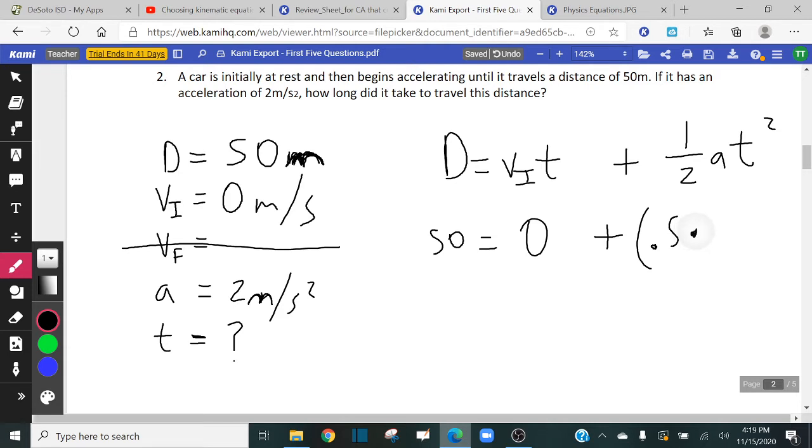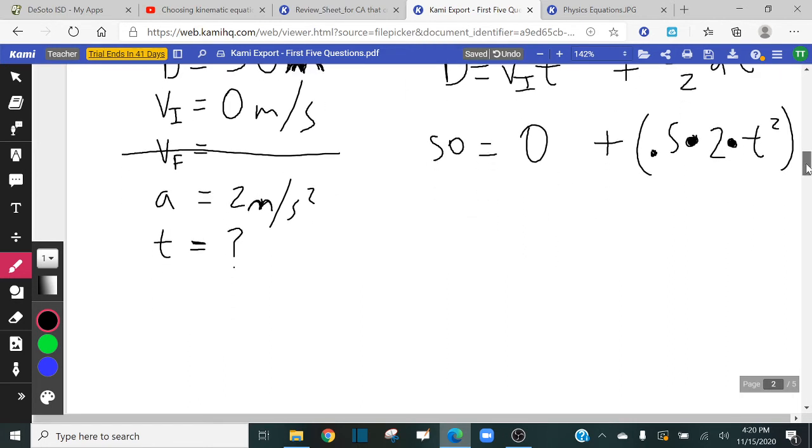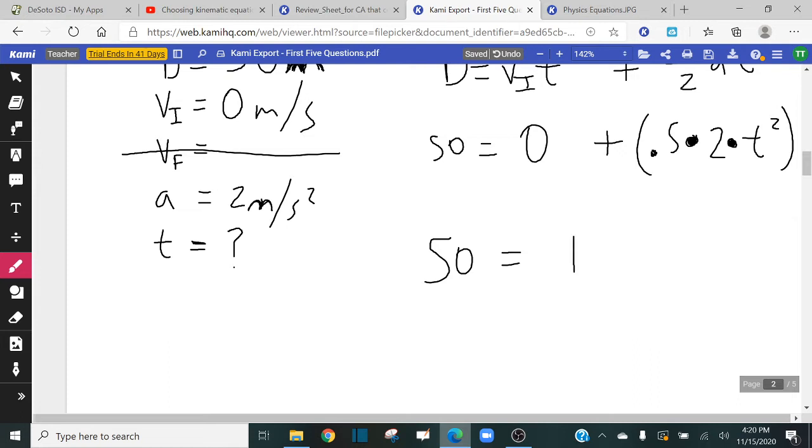0.5 times 2, all of that multiplied by t squared. Now guys, let's simplify this so we can do the algebra and solve for t, because that's what we're looking for. We're trying to find time. By the way, guys, 0.5 times 2 is just equal to 1, right? So 1 times t squared.